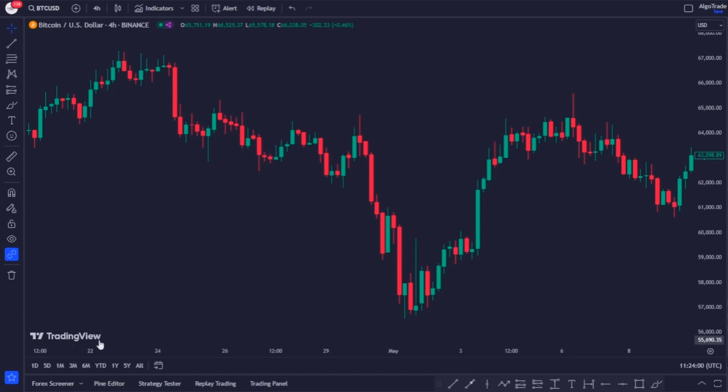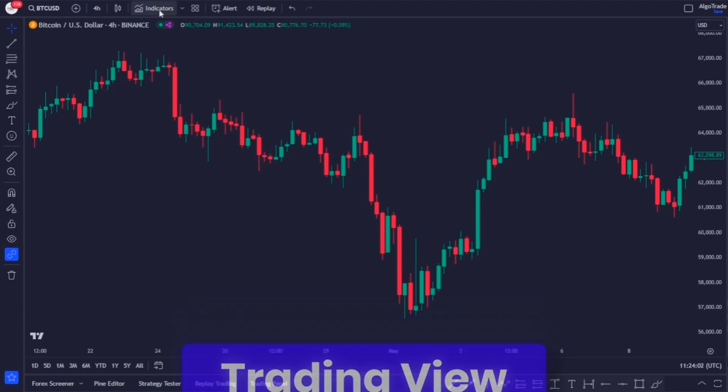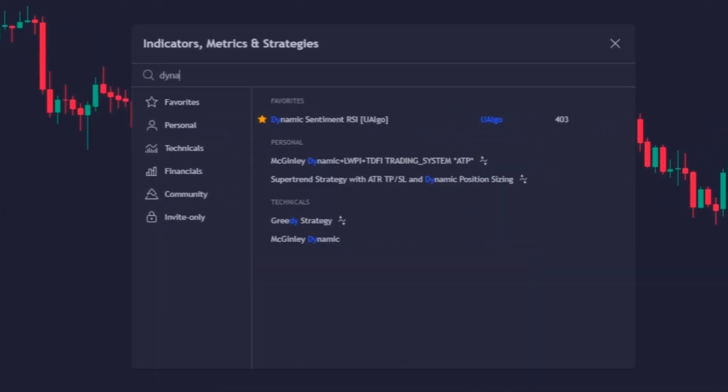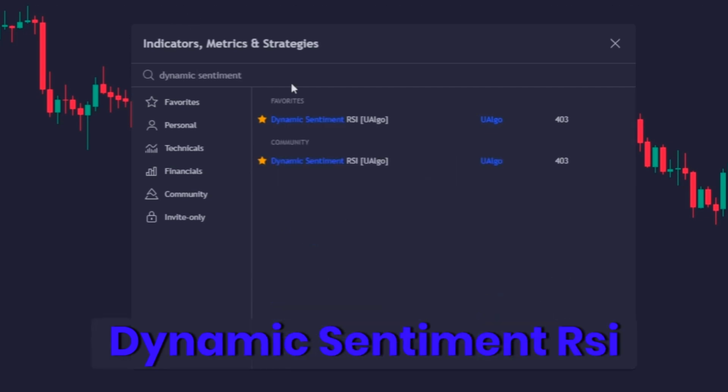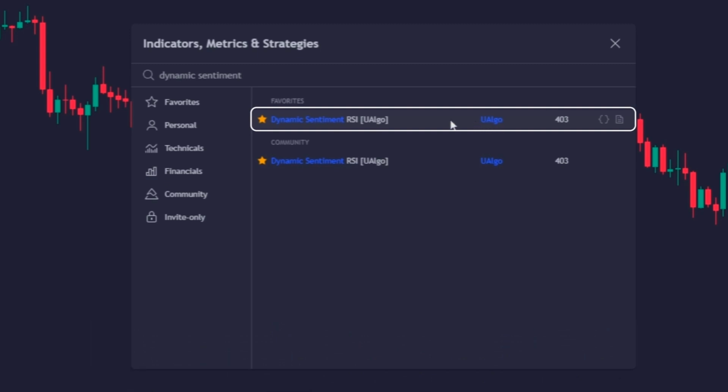Firstly, let's start by adding the indicator to our TradingView charts. First, click on Indicators, then type Dynamic Sentiment RSI, and you can use this option here.